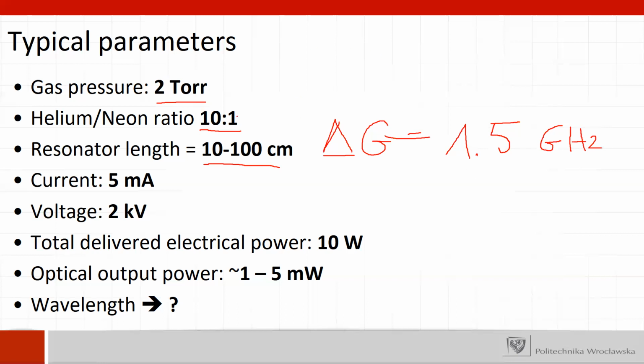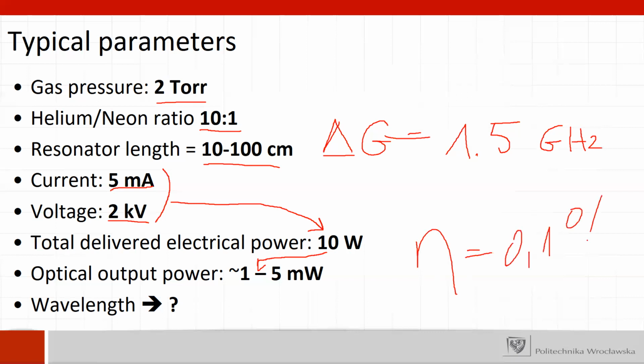Regarding the power supply, we need at least 2 kilovolts of voltage and a low current of a few milliamps. In total this gives us a delivered electrical power at the level of 10 watts typically. So we deliver approximately 10 watts to the laser, but in turn we get like 1 milliwatt of output power, okay? So the efficiency is very low, at the level of 0.1%.